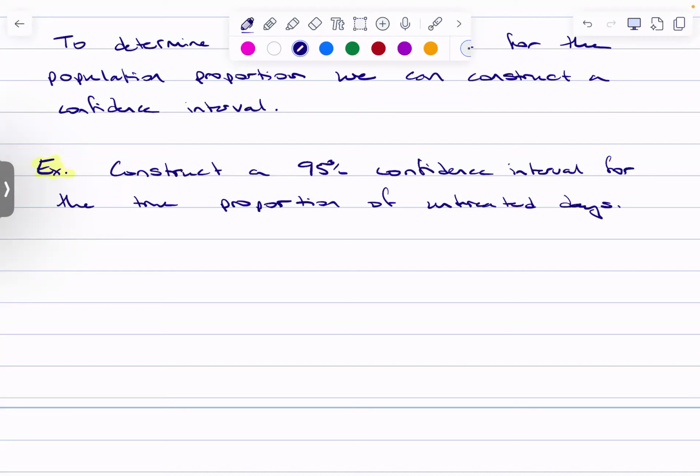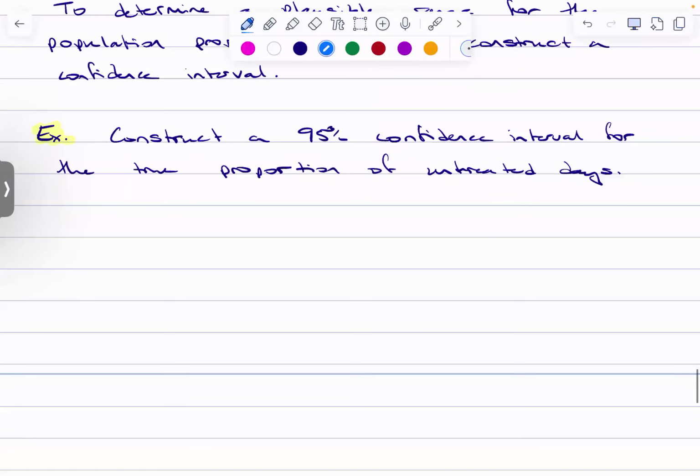It's asking for a confidence interval, right? Then you need to snag the formula, which is always a point estimate plus or minus the margin of error. That's your critical value times your standard error. So it's going to be plus or minus Z star times the square root.